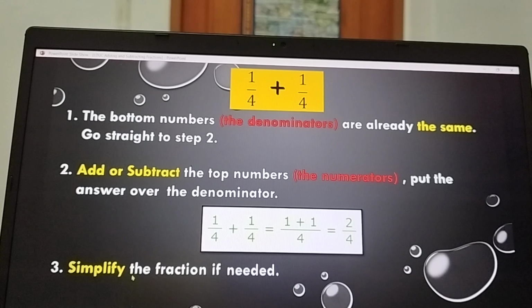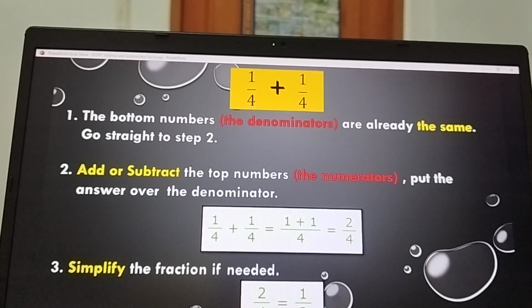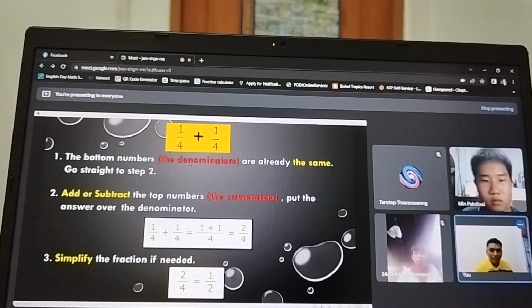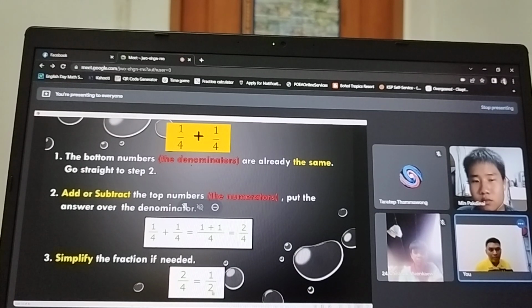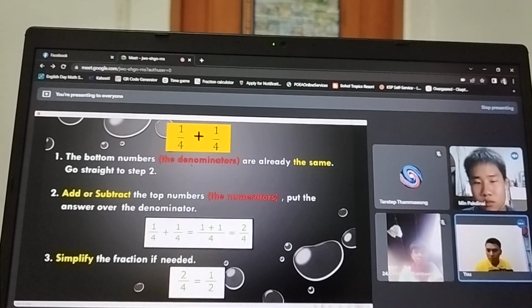Step 3, simplify the fraction if needed. So 2/4, simplify, that is 1/2. Understand? So again, first step, make sure the denominators are the same. Here, 1/4 plus 1/4, the denominators are the same, 4. Then add or subtract. This is a plus sign, so just add the numerator, 1 plus 1, 2. 2/4 is equal to 1/2. Simplify. Okay? So next example.